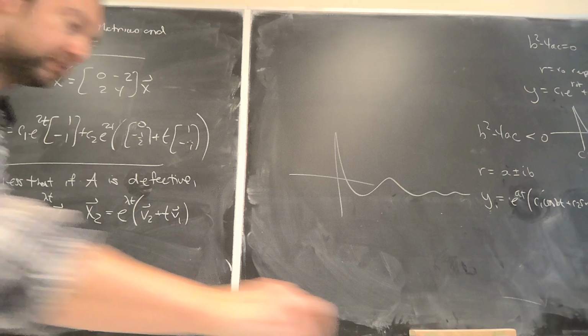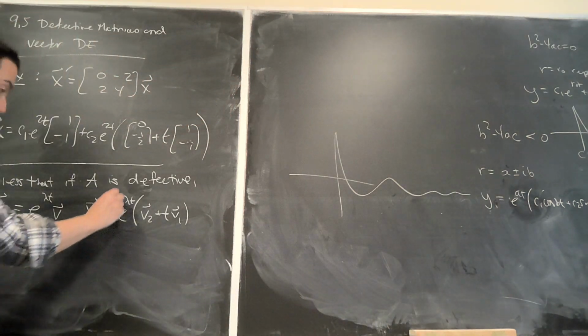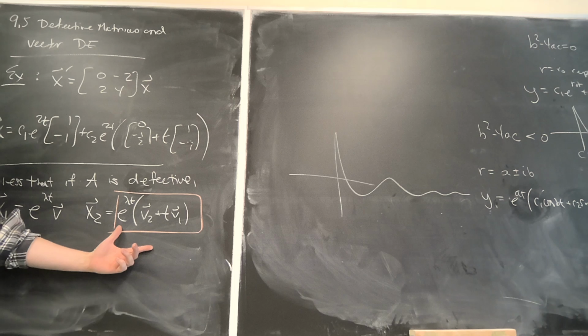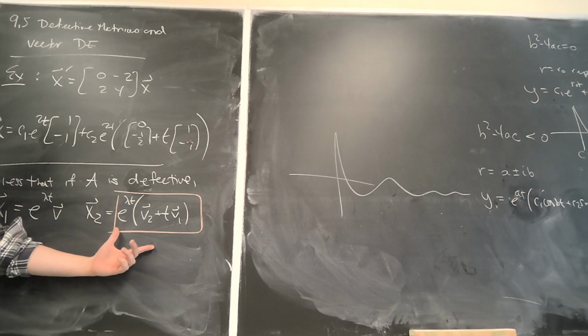So we're going to guess that this is a general thing that holds here. If I have a differential equation with a defective matrix, that is a solution. I'm thinking of this almost as a trial solution. I'm guessing that this is the form of a second solution to the differential equation.